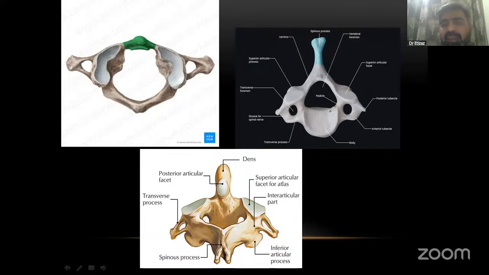It has the most similar compartments and parts related to the other vertebral bodies: spinous process, lamina, and this is the pedicle. You can see the pedicle, okay, and this is the lateral mass area. Look here, this is the superior articular facet. Below this will be the inferior articular facet, and this is the transverse foramen, and this is the body of the C7.